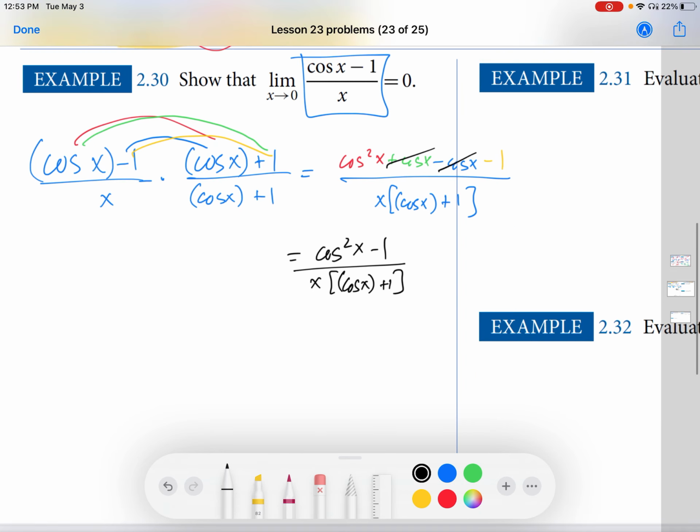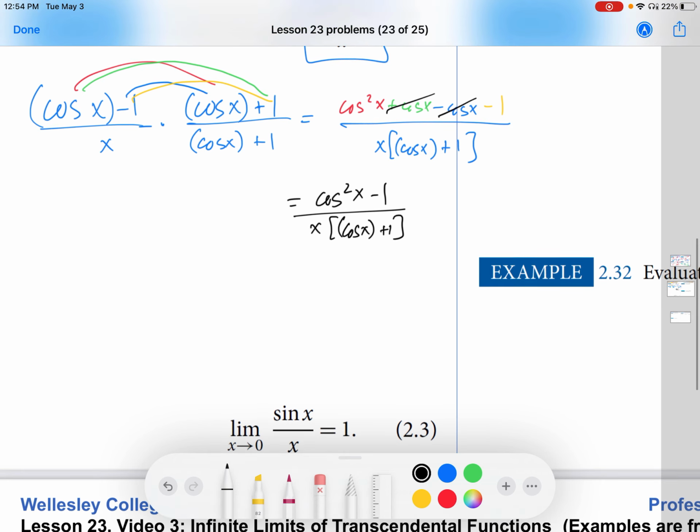At this point, you might be thinking, "You know, Professor Fernandez, you went from this to that. Looks like you've complicated the problem. How has that helped?" And I would say, it certainly seems that way, but let's just keep going. We see cosine squared minus 1.